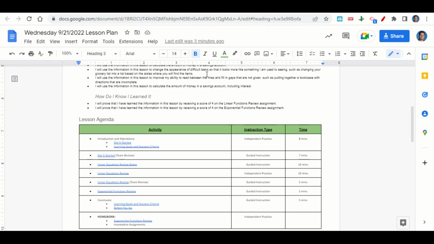After that, we'll go over the linear equations review notes, and then I'll give you time to complete the linear equations review assignment. Once you've completed the assignment, we'll go over it together and answer any questions that you may have. As we get towards the end of class, we'll go over how to complete the exponential functions review assignment for homework. At the end of class, we'll go back over our learning goals and success criteria while you fill out your before you go.